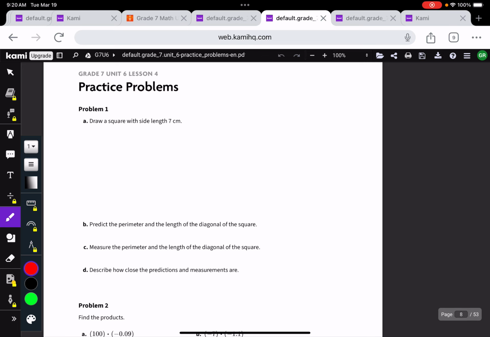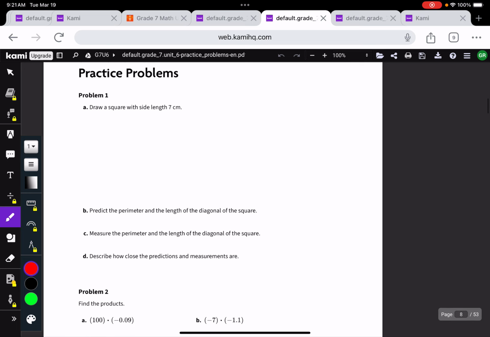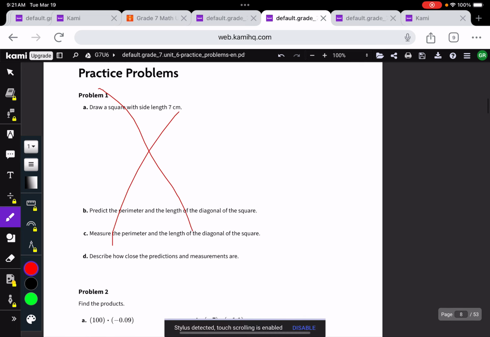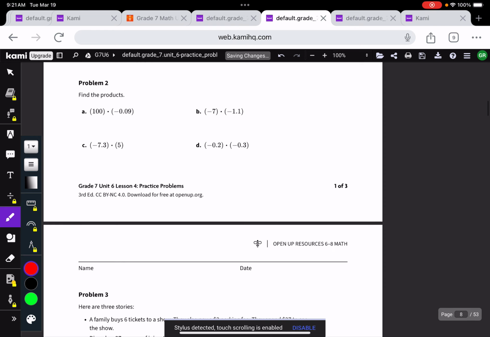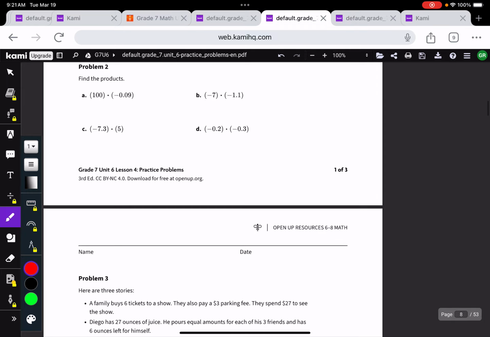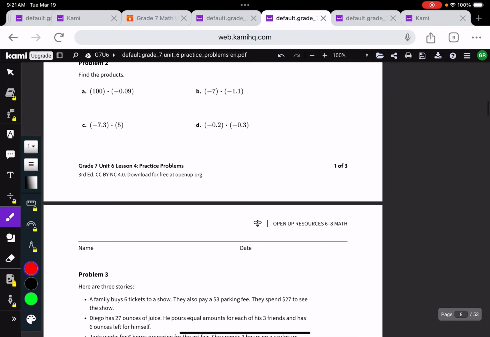So, if you look at lesson 4, don't worry about doing number 1 right now. Number 2 should be pretty simple. That's just a review. What's a negative times a negative? What's a positive times a positive? Or negative times a positive.